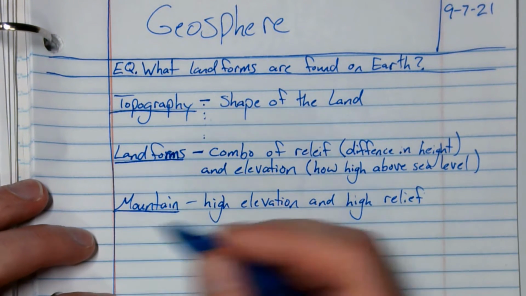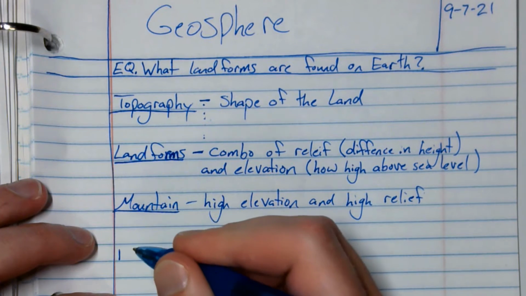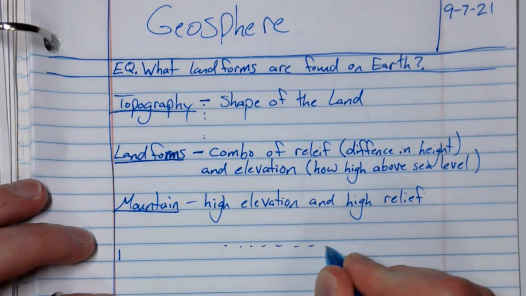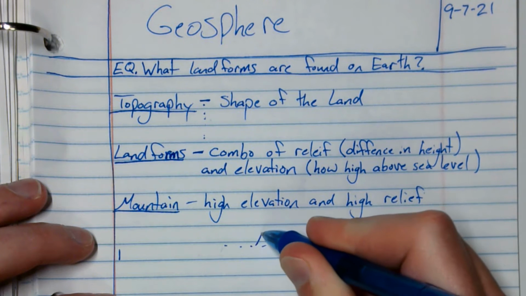Okay, next one is a plateau. Actually, maybe we should draw a picture. Yes, let's draw a picture. So let's just say this is sea level. I'm going to have a mountain.